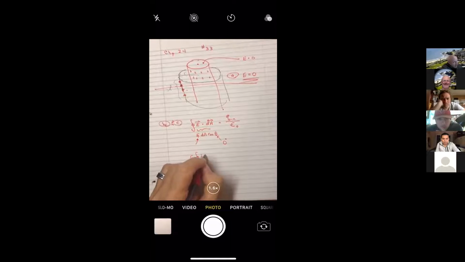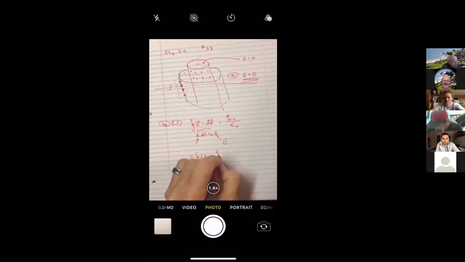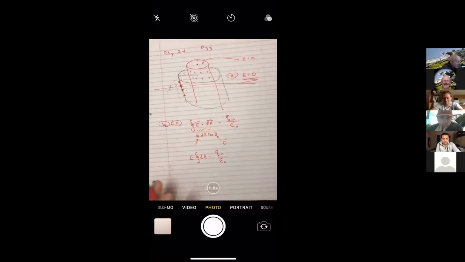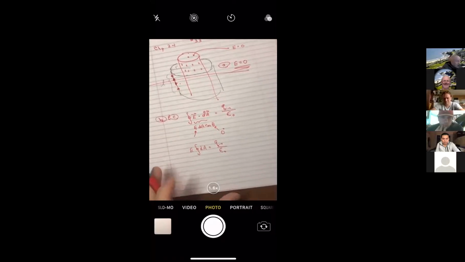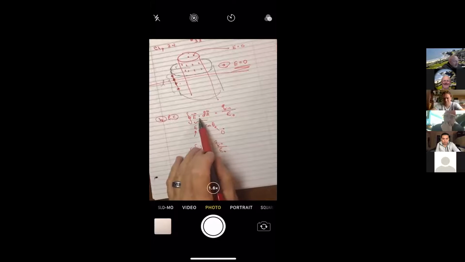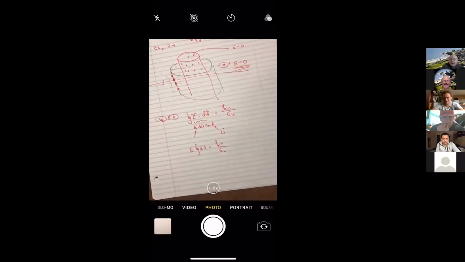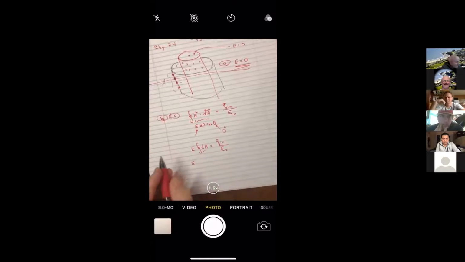Those symmetry arguments don't involve much math writing, but they do justify why I can get rid of the dot product, why I can get rid of the cosine, and why I can pull the E out in front. And then that means that I have a fairly easy integral to do, which is just A.